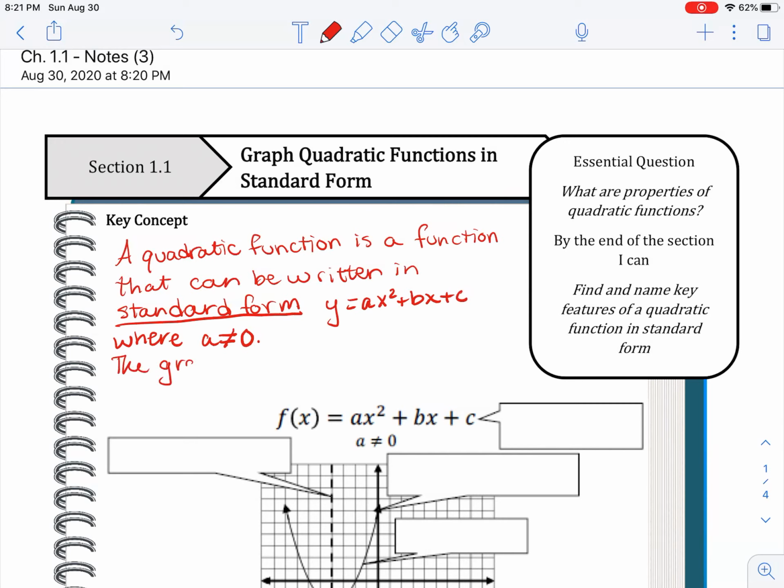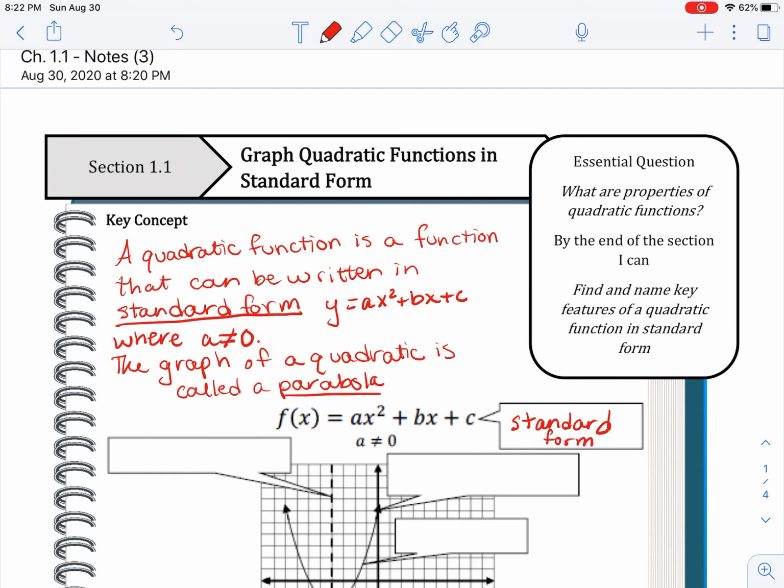We call the graph of this, so the graph of a quadratic is called a parabola. So that's that U shape. I'll underline that vocabulary term as well. So this right here is our standard form of a quadratic function, I should say. And that's what we're going to be working with for the most part.